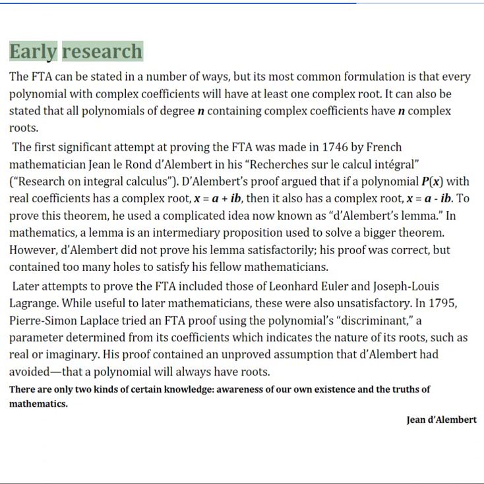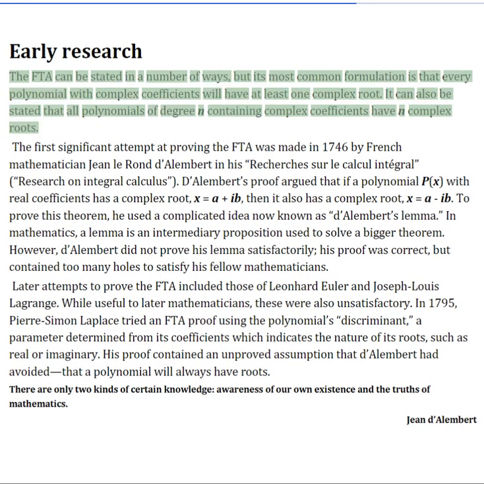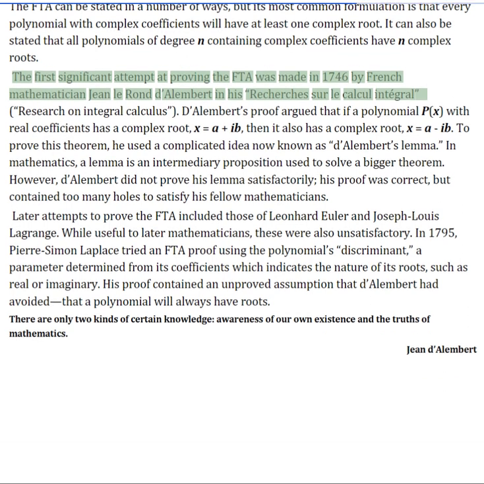Early research. The FTA can be stated in a number of ways, but its most common formulation is that every polynomial with complex coefficients will have at least one complex root. It can also be stated that all polynomials of degree n containing complex coefficients have n complex roots. The first significant attempt at proving the FTA was made in 1746 by French mathematician Jean-Laurent d'Alembert in his Recherches sur le calcul intégral.